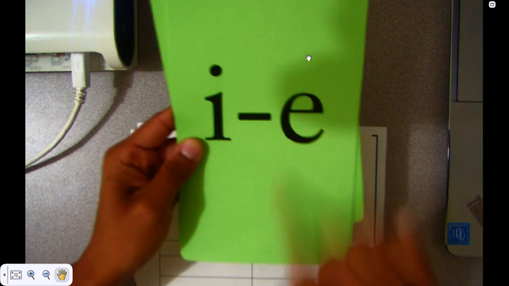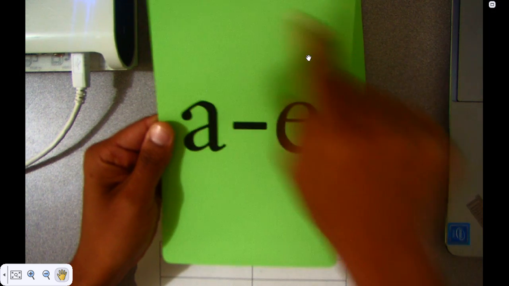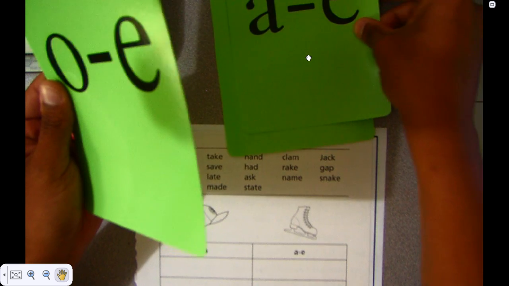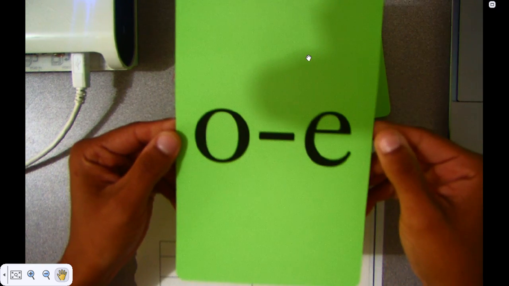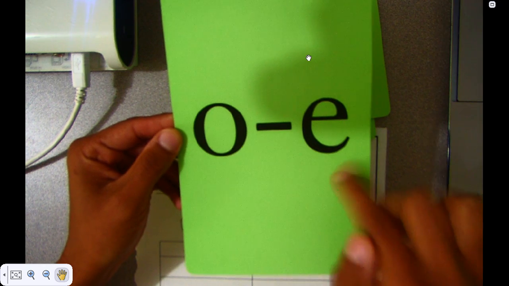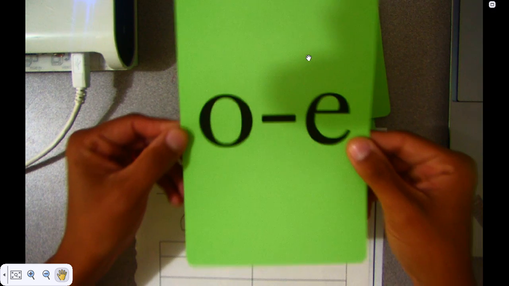So I consonant E, the I would say I. With A consonant E, the E would jump over the consonant, and this would make the A sound. And then last week, we practiced the O consonant E sound, where the E jumps over the consonant and the O makes the O sound.